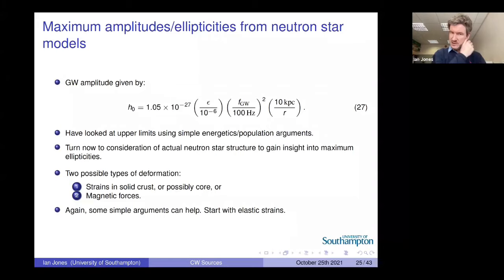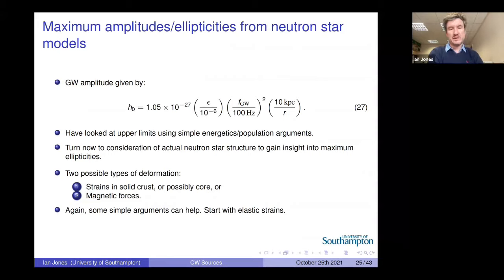Equation 27 is just a parameterized formula for gravitational waves from a mountain. You can tell that because you can see there's an ellipticity epsilon sitting in it, parameterized in terms of a value of 10 to the minus 6, which isn't totally random. We'll come back to that in a moment. So the question is, why wouldn't epsilon be zero? After all, even a rotating fluid, its lowest energy configuration, if it's just a simple perfect fluid, would be perfectly axisymmetric. Why should it be non-axisymmetric in the first place?